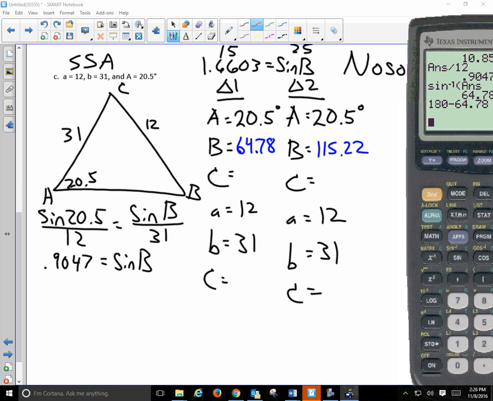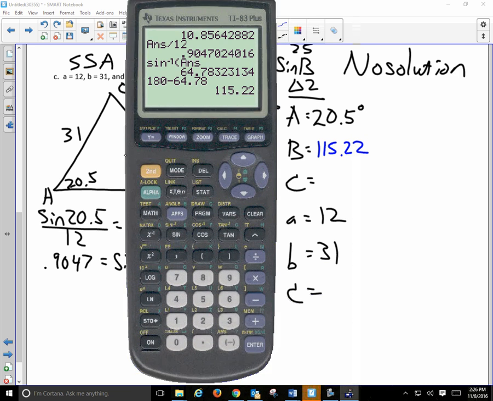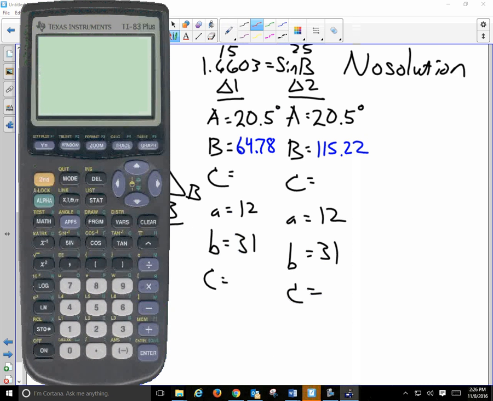So, will C end up being the same or different for these? If we take 180 minus 64 minus 20, will that give us the same as 180 minus 115 minus 20? It'll give us different results, won't it? So we need to solve for each of these differently. Let's come up with angle C. 180 minus 64.78 minus 20.5, and I get 94.72. Then 180 minus 115.22 minus 20.5, and I get 44.28.